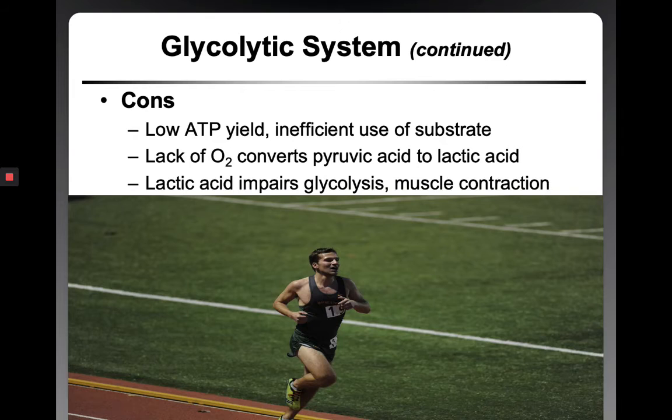The cons here is that it doesn't really produce a ton of ATP for us, and it can be an ineffective use of a substrate when we want to get the biggest bang for our dollar out of everything that we consume. The lack of O2 creates pyruvic acid, and when oxygen is not available, it will turn into what we call lactic acid. Lactic acid over time will impair glycolysis and muscle contractions. And most of you, if you've done some sort of exercise where you've had that burning sensation in your muscles, that is what we like to call lactic acid.